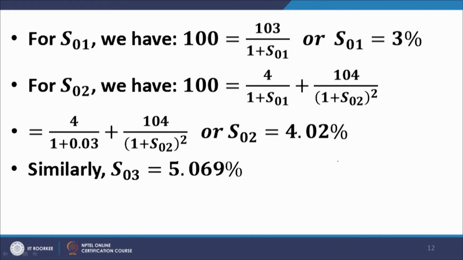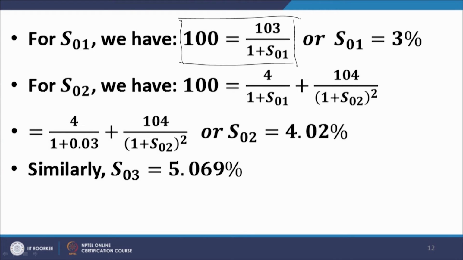So, in our example, what do we have? We have the par rate corresponding to 1 year is 3%. Therefore, if we have a bond with a 3% coupon, that should be trading at par. That gives us this particular equation, because the cash flow that is going to occur at t equal to 1, because it is a 1 year bond.